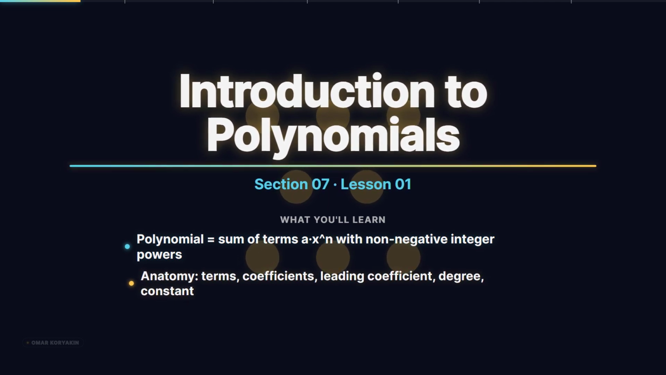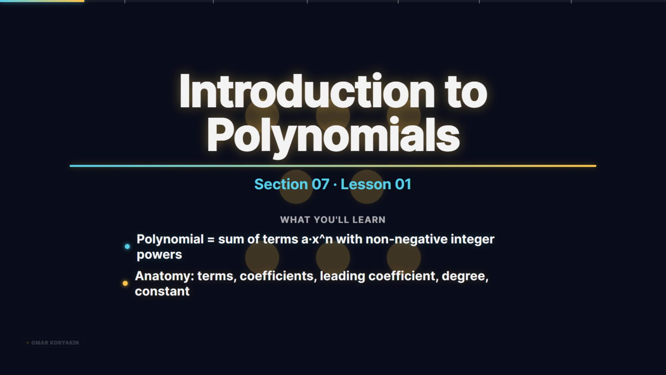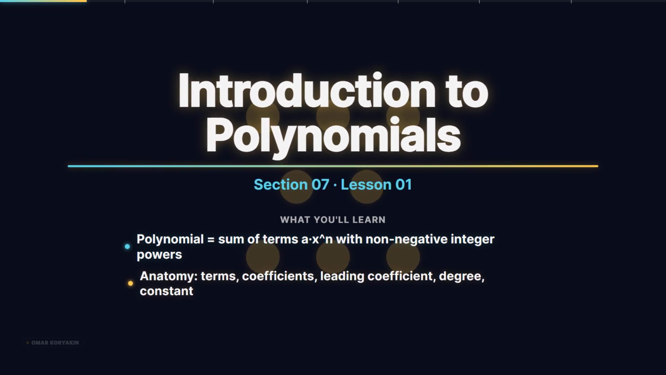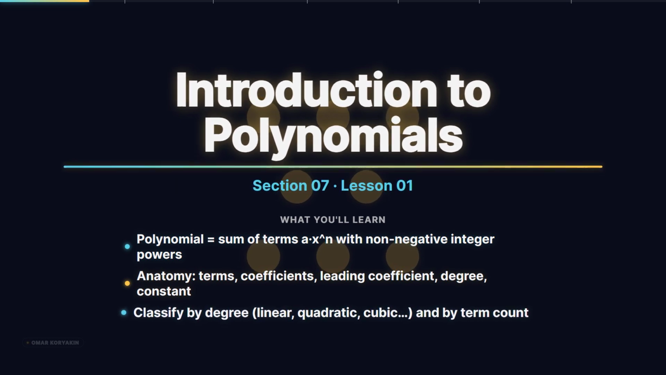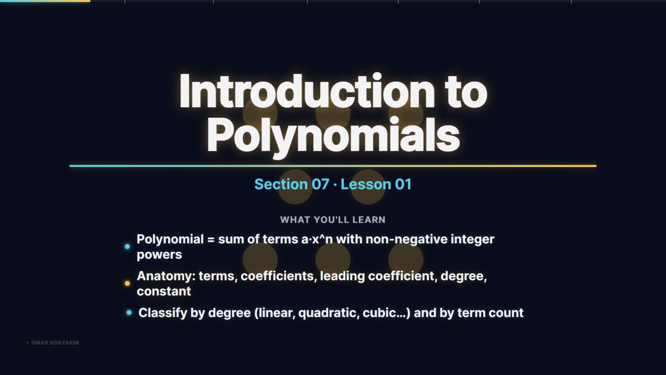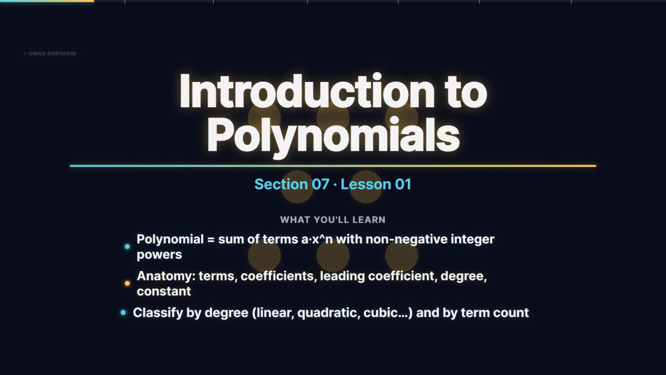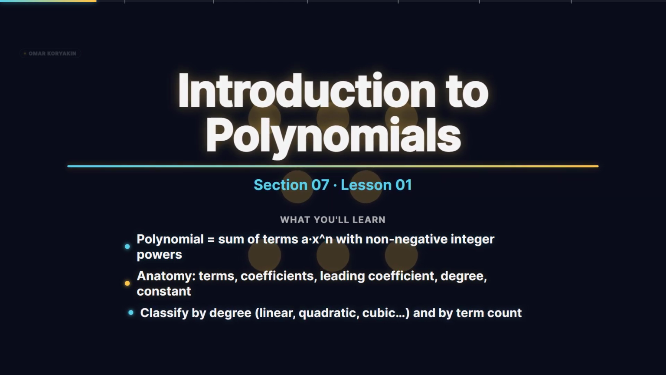The leading term is the term with the highest exponent. The leading coefficient is the coefficient of the leading term. The degree of a polynomial is the highest exponent that appears, equivalently the exponent on the leading term. The constant term is the term with no x at all, equivalently the term with x to the 0. Memorize the 6 pieces of vocabulary and use them deliberately on every polynomial problem.